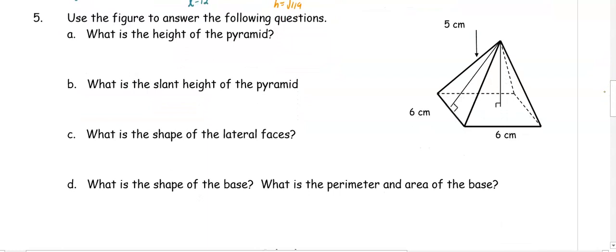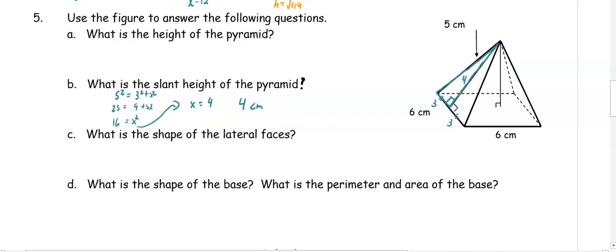So number 5, we're going to use the figure to answer the following questions. It's asking for the height and the slant height. So we're actually going to skip down and do the slant height first. If I want the slant height, I need to use this triangle. And we know that the side is bisected, so 6 splits into 3 and 3. So we would have 5 squared equals 3 squared plus x squared. 25 equals 9 plus x squared. x squared equals 16. So x is 4. So our slant height would be 4 centimeters.